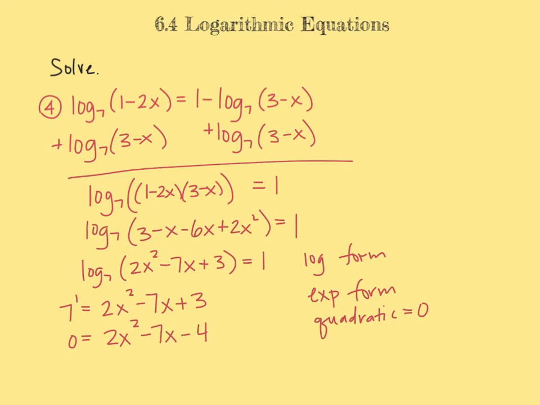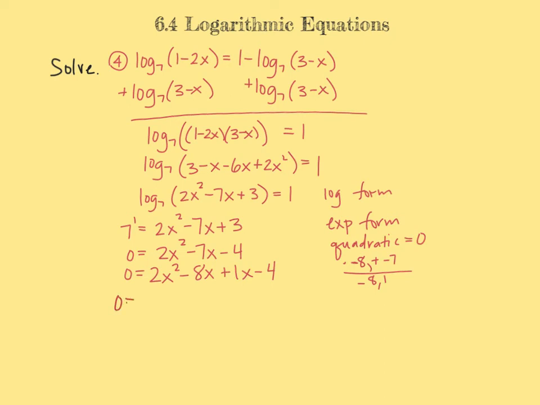Now here, we do have a factorable quadratic. We'll multiply 2 times negative 4. We want 2 numbers that multiply to negative 8 that add up to negative 7. Let's see, those will be negative 8 and 1. So we'll rewrite as 2x squared minus 8x plus 1x minus 4.